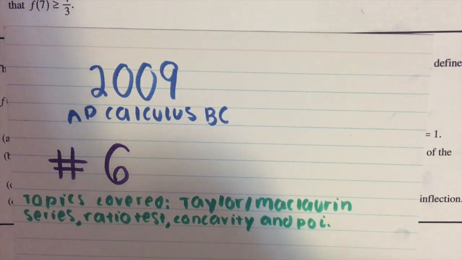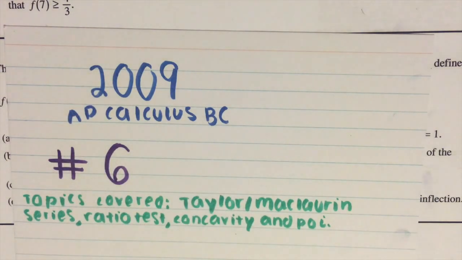In this video, we will be covering the 2009 AP Calculus BC Free Response question number 6. The topics covered will include Taylor and Maclaurin series, the ratio test, concavity, and points of inflection.